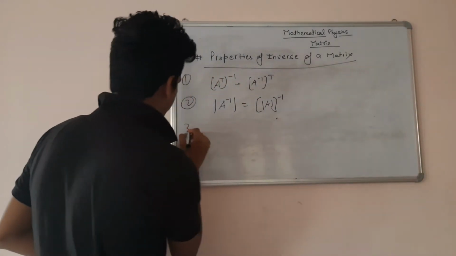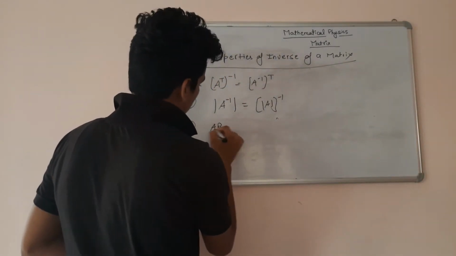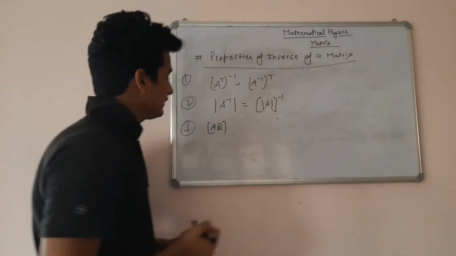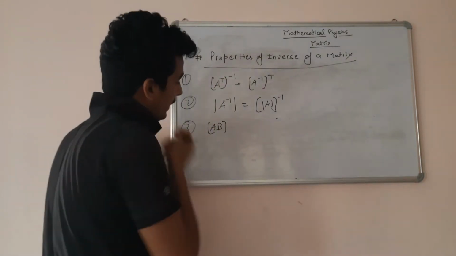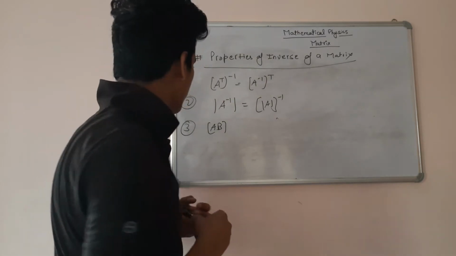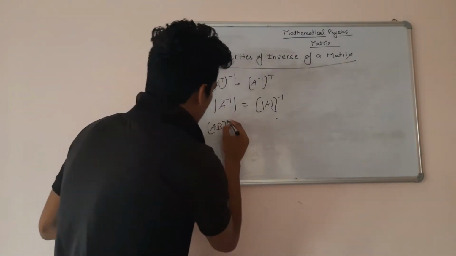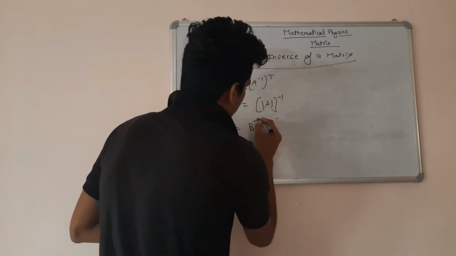Now move further. If A and B are two matrices and A inverse and B inverse are their respective inverses, then the inverse of AB is equal to B inverse A inverse.